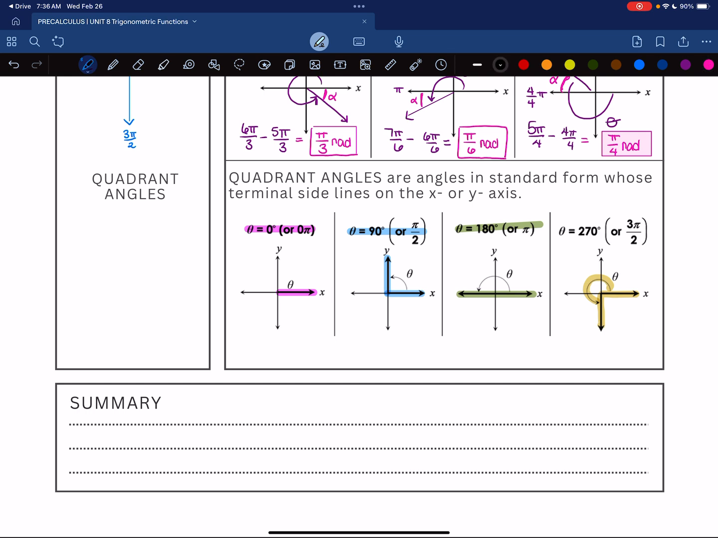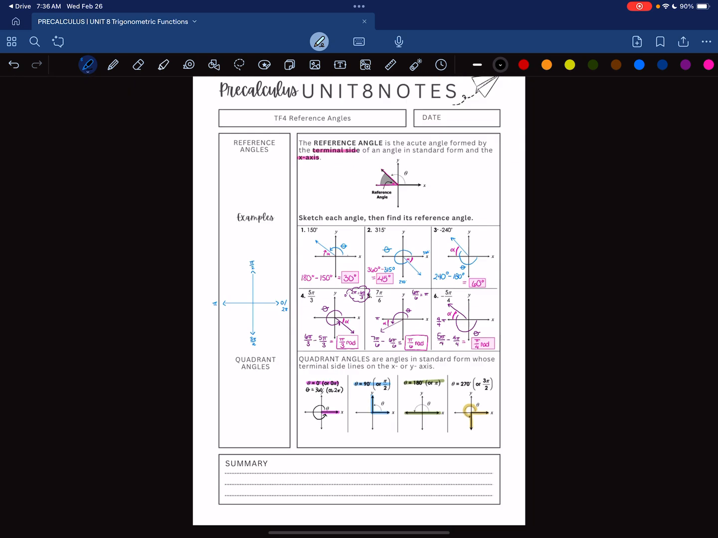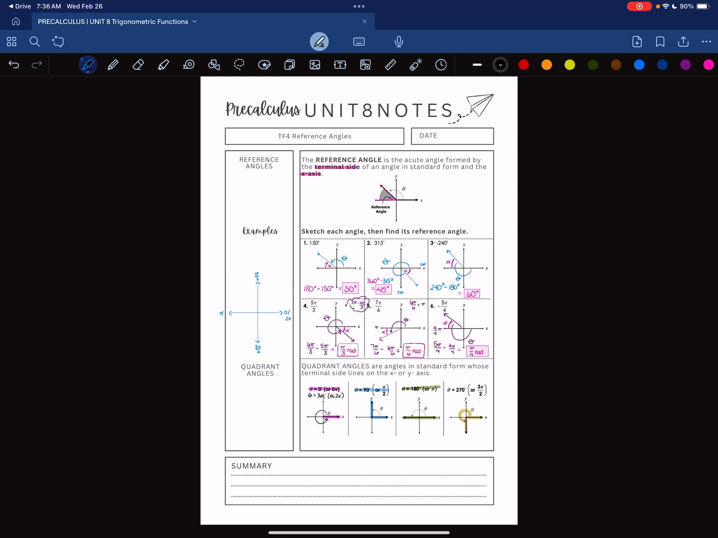If you have gone all the way around, this is also 360 or 2 pi, another quadrant angle. So that's it for this video, where we were looking at reference angles, finding those acute angles that are formed from the terminal side of our angle in standard position to the x-axis.